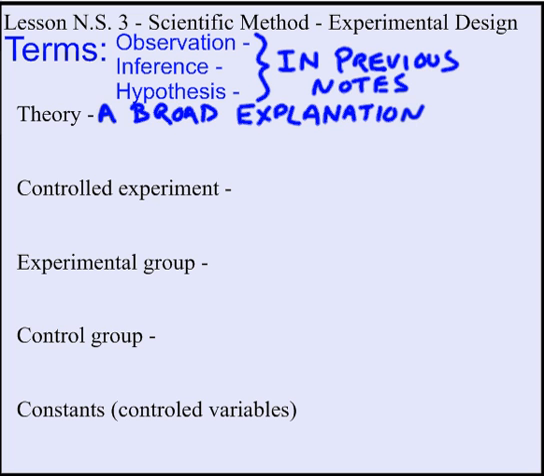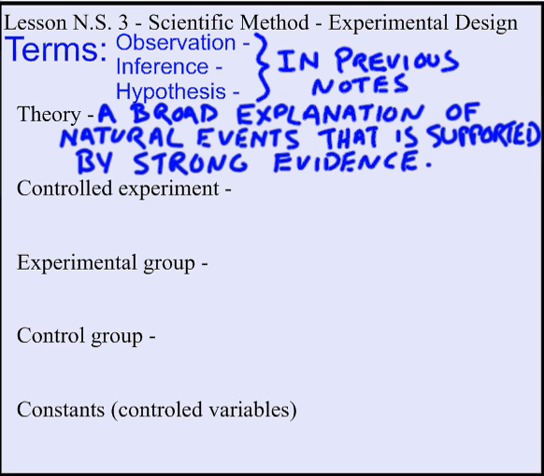A theory is a broad explanation of natural events that is supported by strong evidence. In science, theory means something different than we use the word in everyday language. In science, a theory is an idea that's been proven over and over and over again. It's very well supported and it's very strongly believed. In everyday language, we use the word theory to mean, that's my idea. It's what I think. But in science, it's a very strongly held belief with lots and lots of data, lots and lots of experiments to back it up.